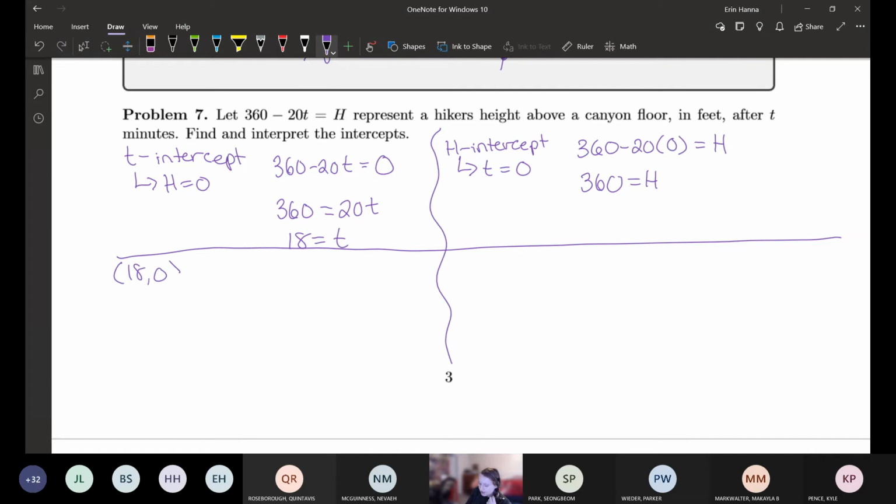So this first one is technically (18, 0). t is 18, h is 0, because that's how we found it. So if I want to interpret this, t is time, so it's 18 minutes, and h is a height in feet above a canyon floor, so a height of 0. This is essentially telling me after 18 minutes, there's 0 feet above the canyon floor, or they're at the canyon floor if you prefer. So I would say something like, after 18 minutes, the hikers are 0 feet above the canyon floor.